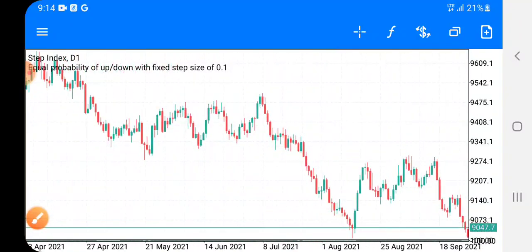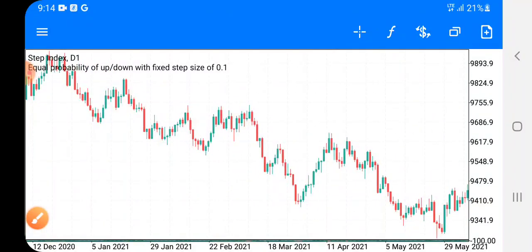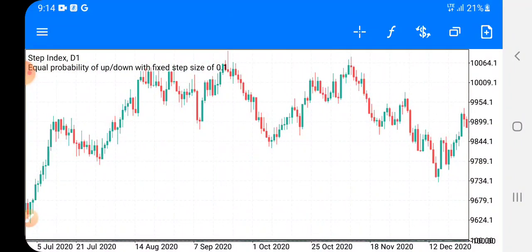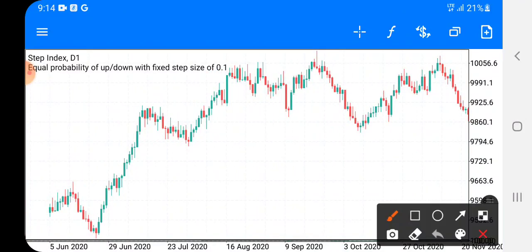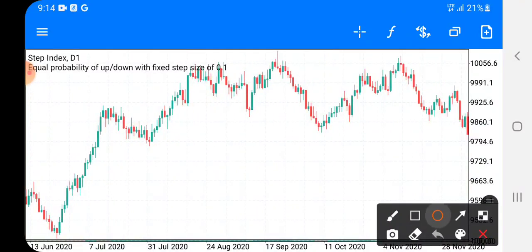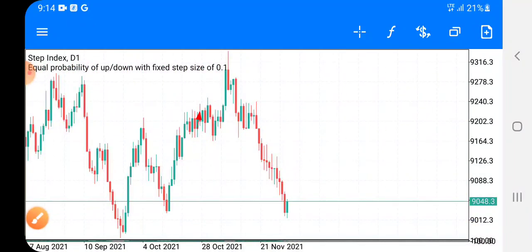I've been observing this and I discovered that it's one of the best patterns you can easily spot on step index. You keep seeing the double top or double bottom. It's one of the patterns that works well on step index. But this is not what I want to show you in this video.